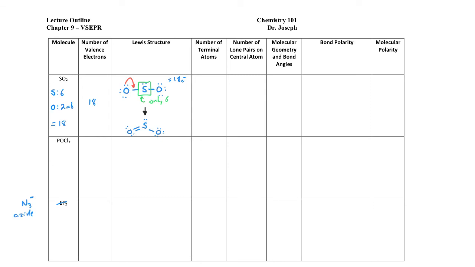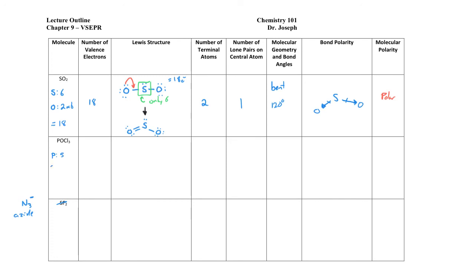So on the terminal atoms we have 2, and then we have 1 lone pair on the central atom. This predicts a bent geometry with 3 things around the central atom, a number of 3. That gives us 120 degrees for the bond angles. Sulfur and oxygen, the electronegativities are polarized towards oxygen, so we'll draw the arrows in that direction. And then, is the molecule polar? Yes. The reason why is we have a lone pair of electrons on sulfur.